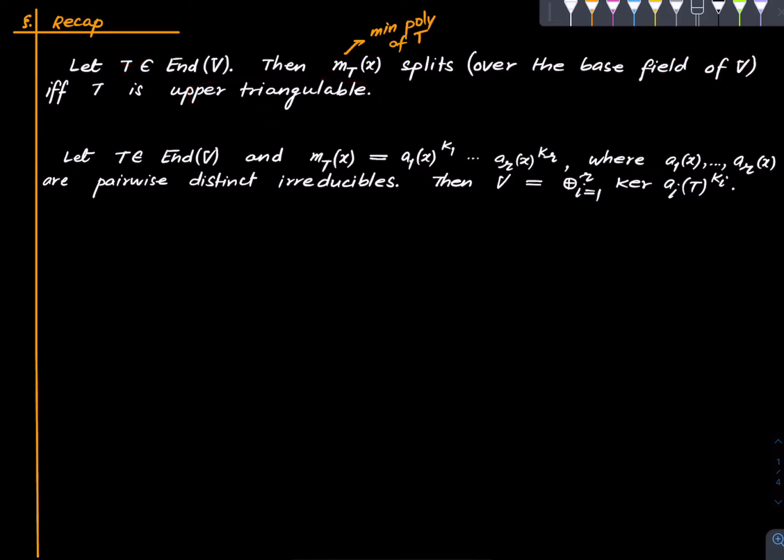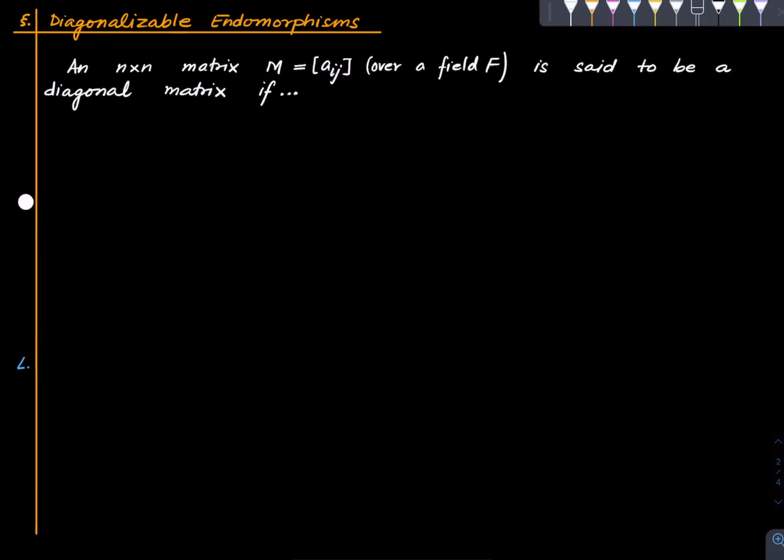Alright, and the other is the primary decomposition theorem. So if the minimal polynomial of an endomorphism is factorized into powers of distinct irreducibles, so these are pairwise distinct irreducible polynomials over the base field, then the vector space V is the direct sum of the kernels of these powers. So yes, we will use these facts. And now let us get started.